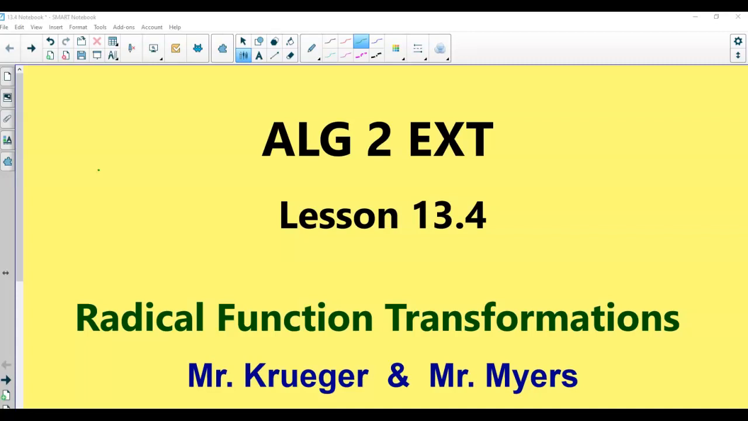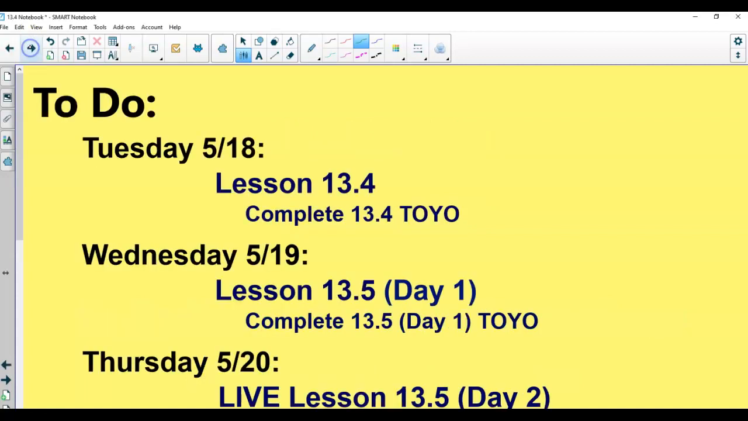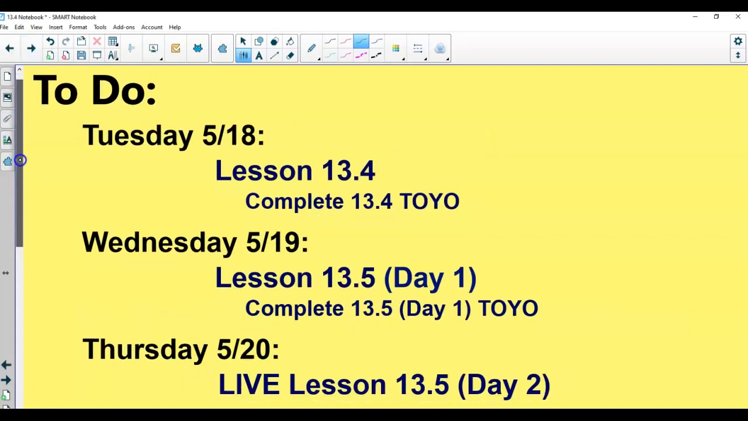Here we are, section 13.4. This is going to be talking about radical function transformations. Basically, what that is, pay close attention, it's a shortcut to graphing, so we don't have to make a whole bunch of ordered pairs. So we're going to finish that up today.